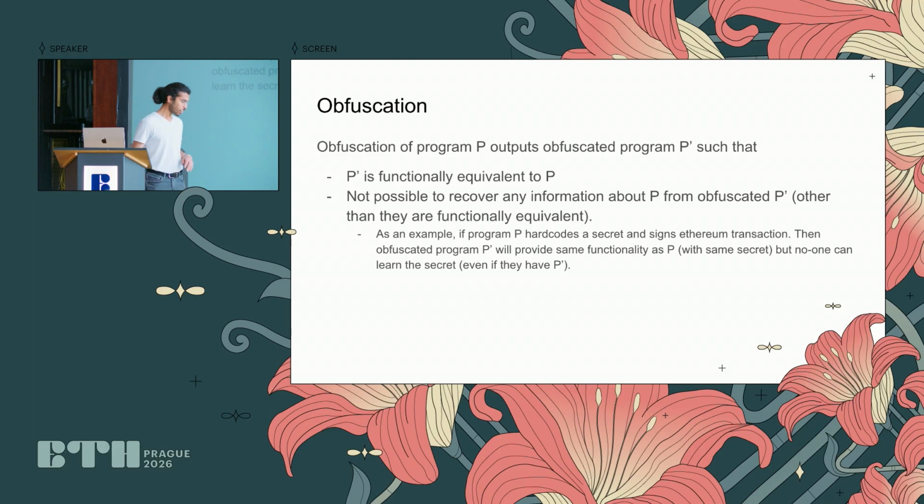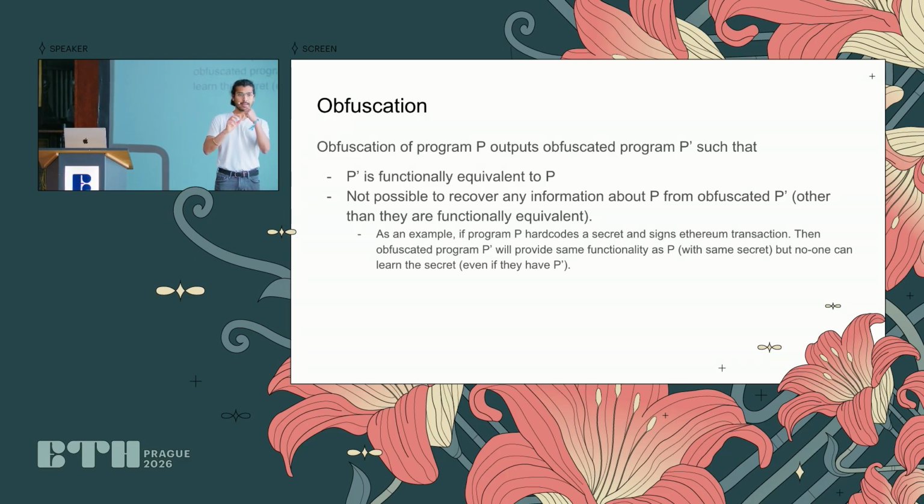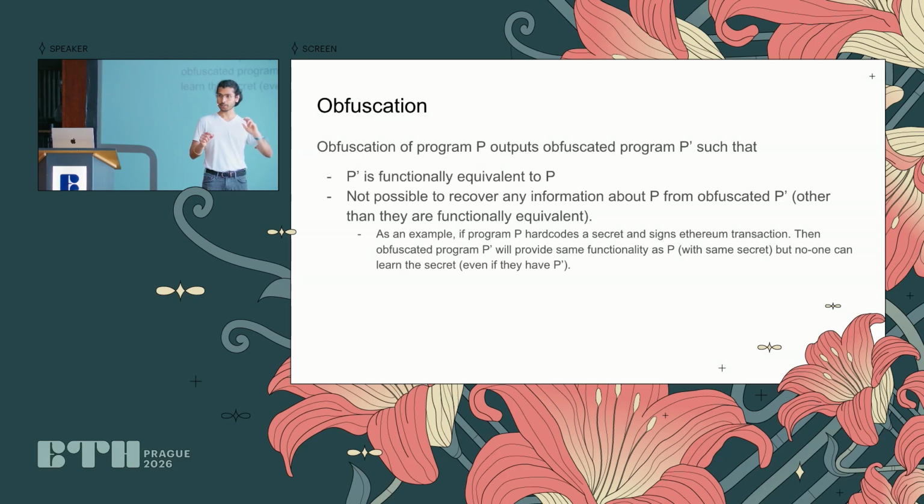OK, what is obfuscation? Obfuscation simply says that you need a method which takes a program, does something to the program, and produces an obfuscated circuit, with the guarantee that if you give the obfuscated circuit to someone else, the other person should not be able to recover anything about the program other than the input and the output.